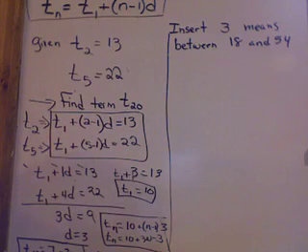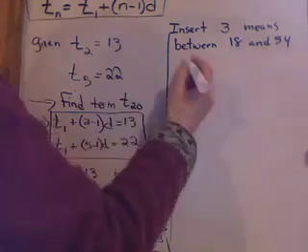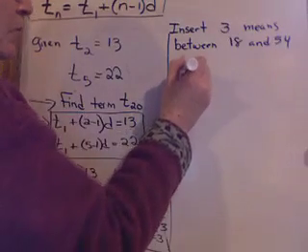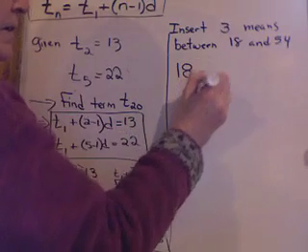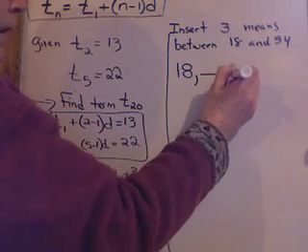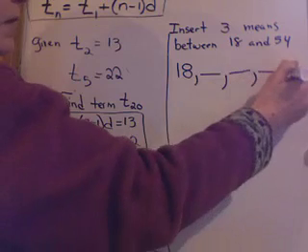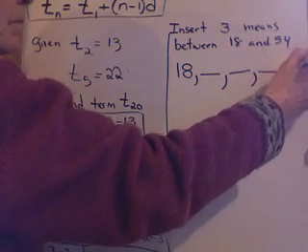Insert 3 means between 18 and 54. Now remember, we're talking arithmetic sequence, so they're talking arithmetic means here. That means 3 numbers between 18 and 54. Well, let's set up what it would look like. I'd start with 18, then I'd have a number, another number, another number, 3 numbers that I don't know, and then I would get to 54.